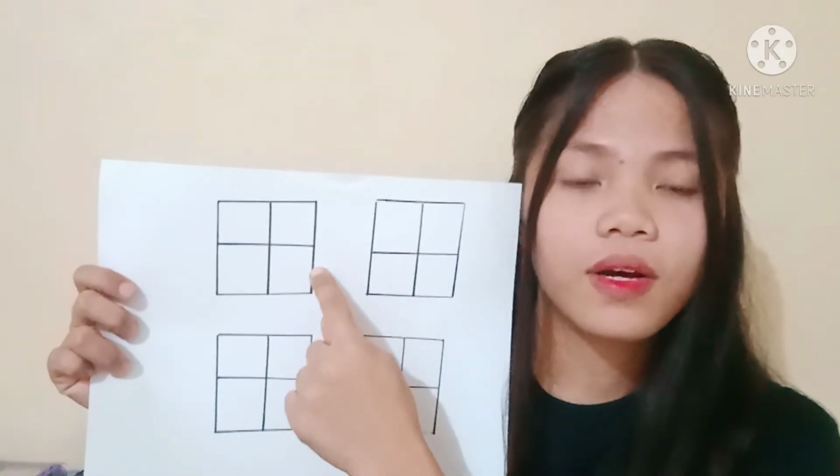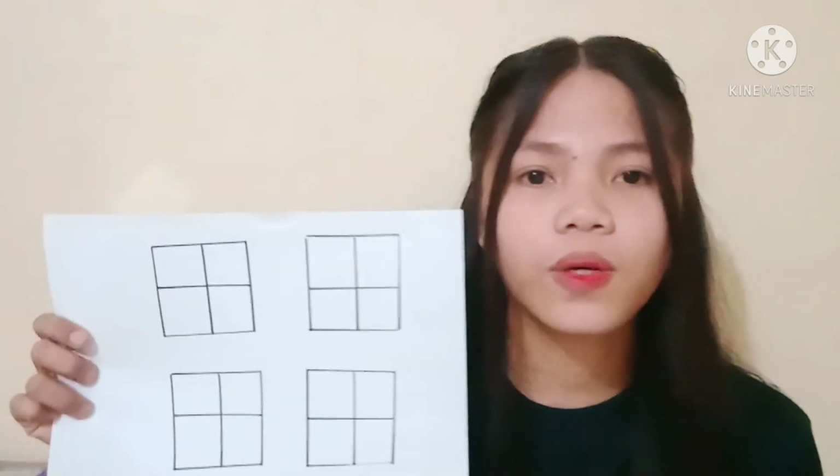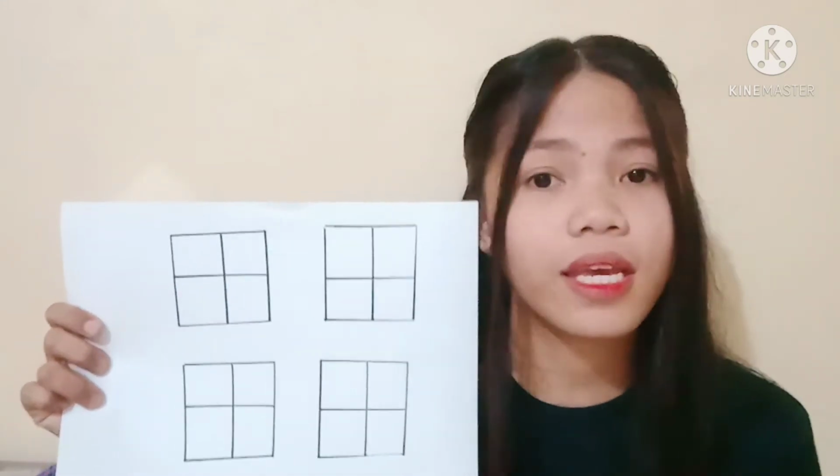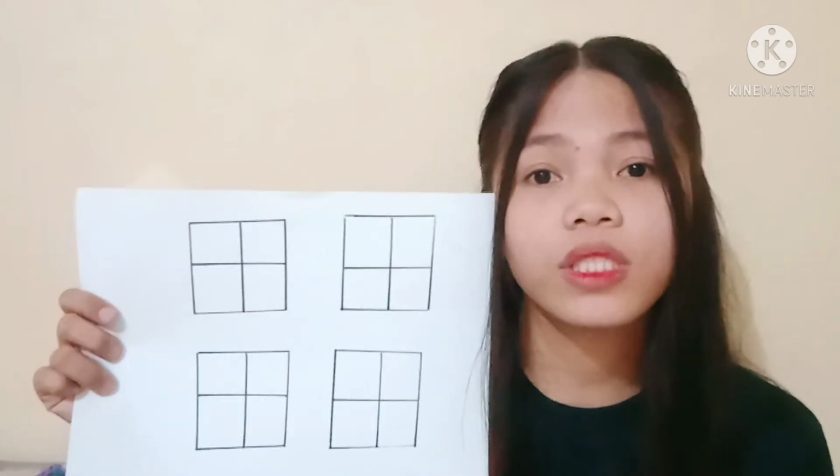Divide it into 4. Okay, ready na kayo? Para siyang ganito guys. Okay, this is the building blocks. Okay, again, there are two ways of making a Korean character using the vowels and the consonants.